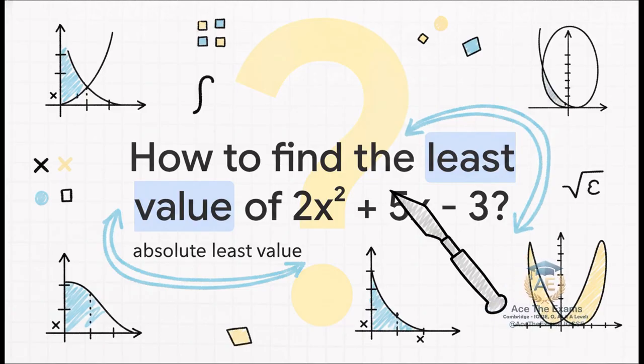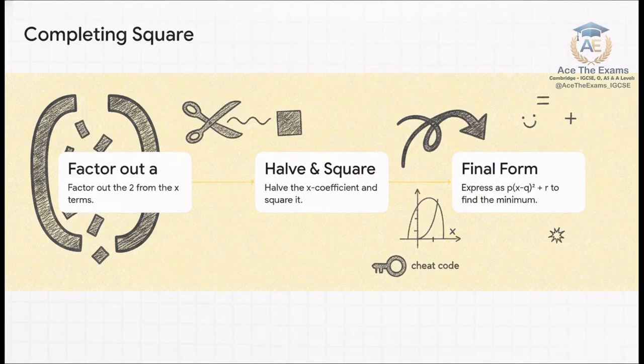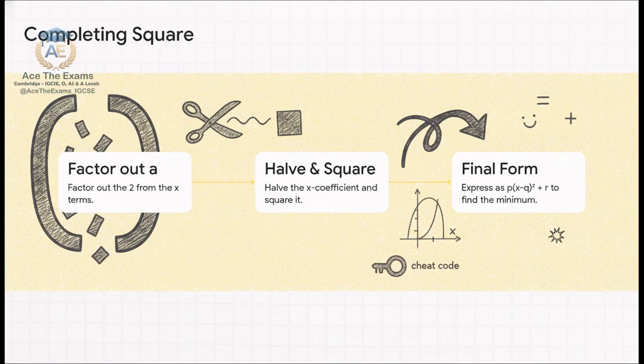There is a precise mechanical algebraic method to find the exact bottom of that curve. We need an algebraic scalpel to cut straight through the noise and deliver the headline the examiner wants. Enter the mathematics success blueprint. We force the equation into a specific format, and the coordinates for the least value practically jump right off the page. We call this completing the square.